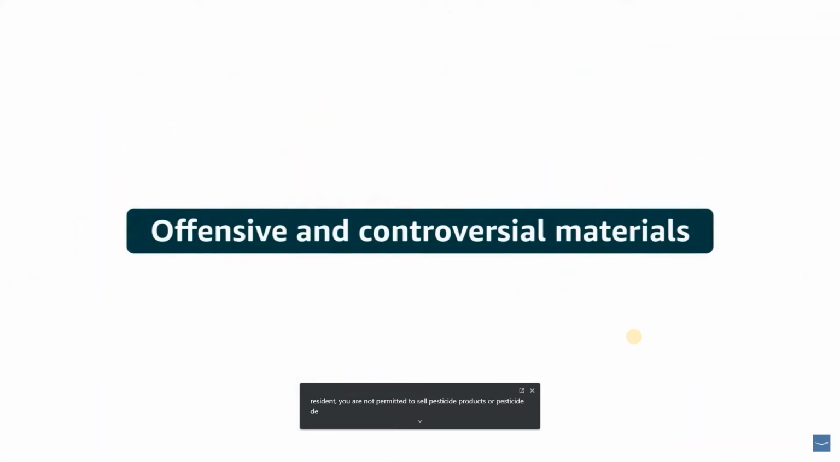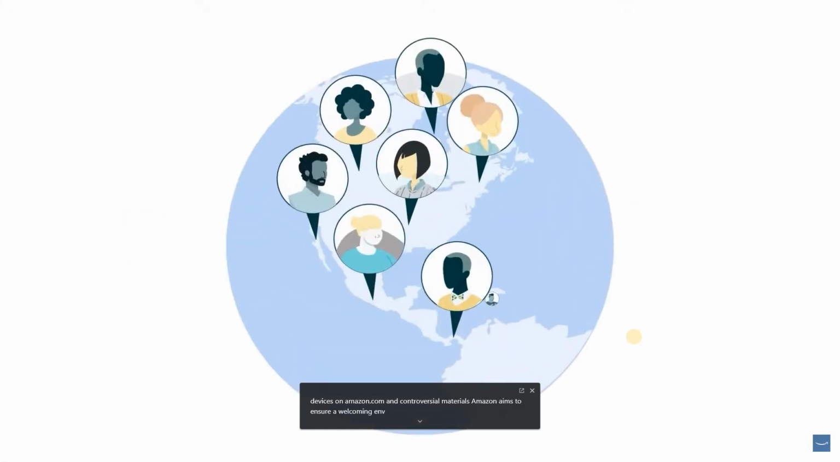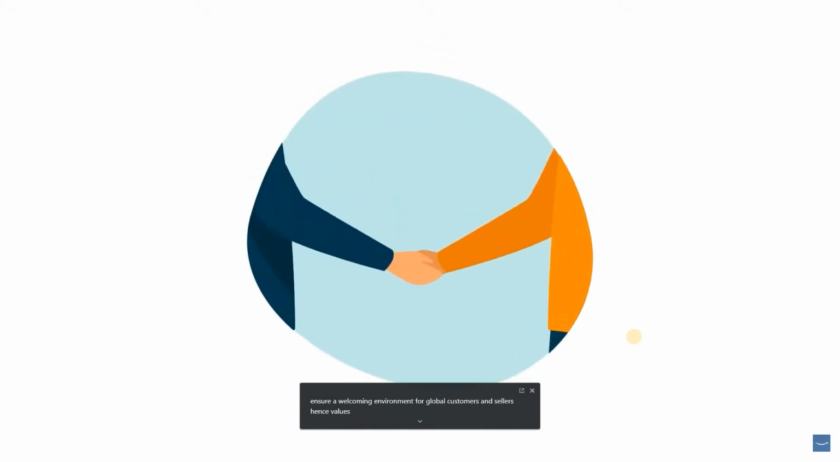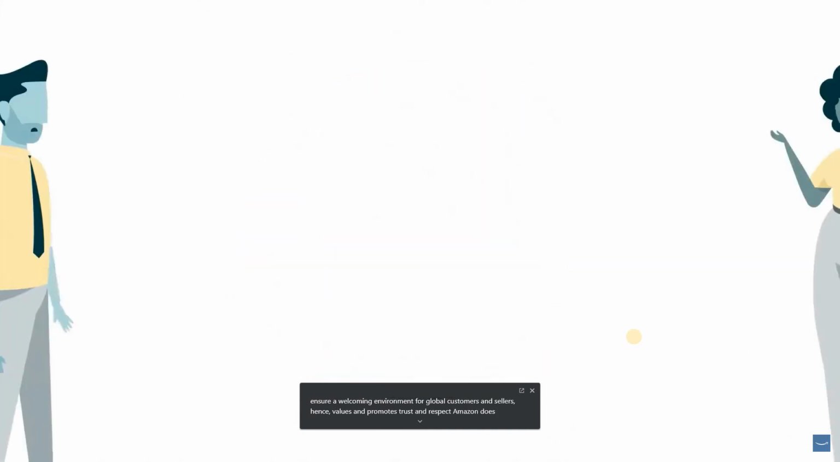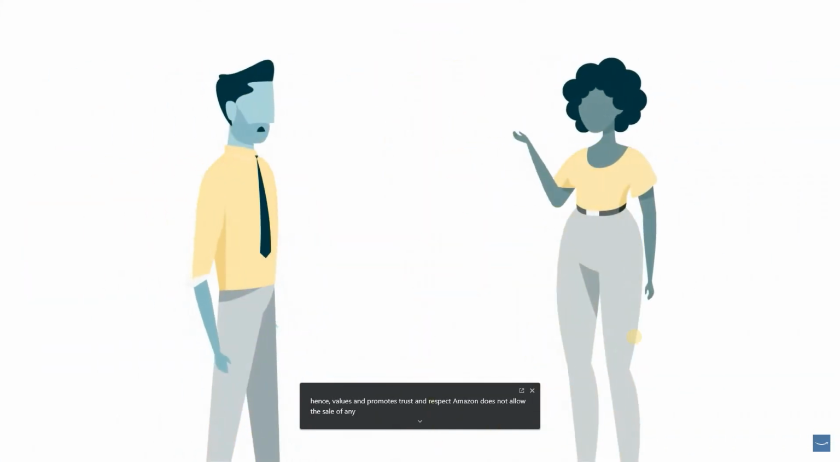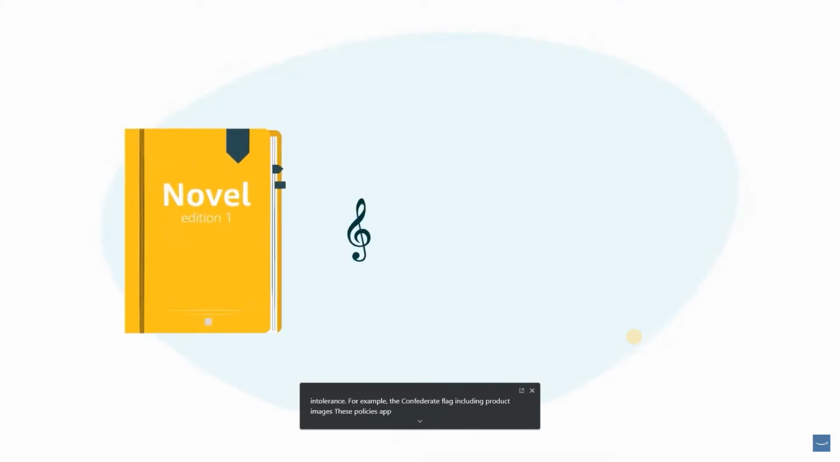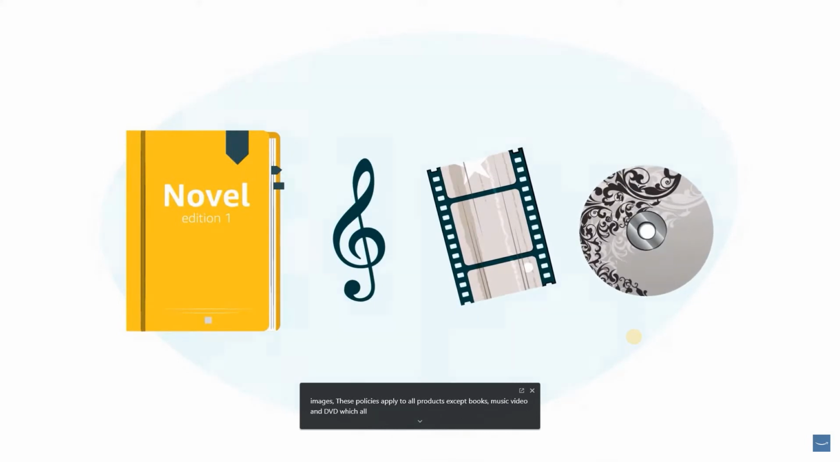Example 2. Offensive and controversial materials. Amazon aims to ensure a welcoming environment for global customers and sellers, hence values and promotes trust and respect. Amazon does not allow the sale of any products that promote, incite, or glorify hatred or intolerance. For example, the Confederate flag, including product images. These policies apply to all products except books, music, video, and DVD, which all have their own policies.